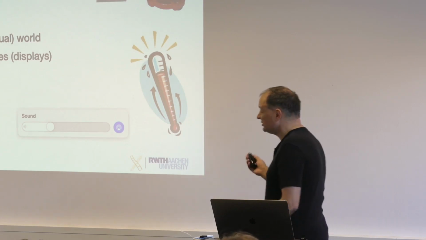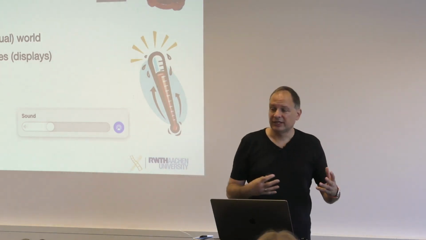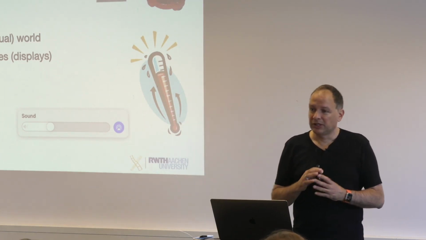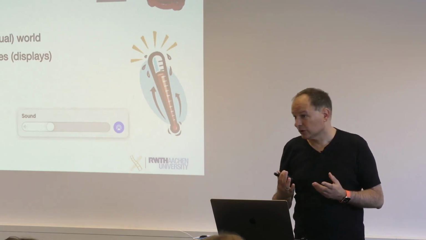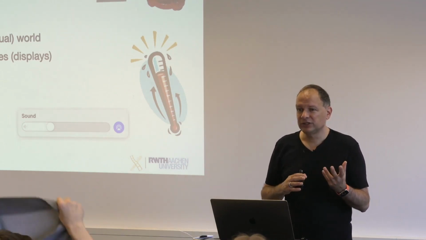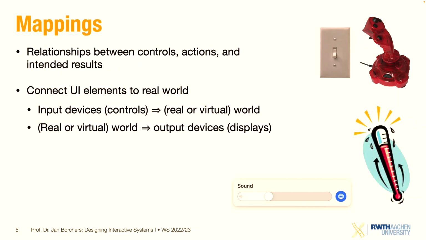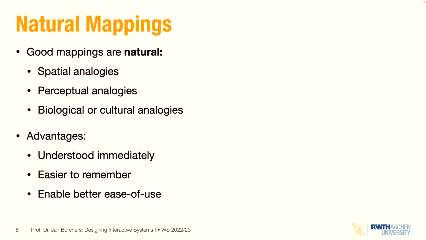Now, mappings always exist when you have a UI component and something that it affects or represents in the real or virtual world. But good mappings are the ones that we're looking for. And good mappings have one quality that makes them all the same in a certain way, and that is they are natural. So what do I mean by natural? Natural mappings are mappings that have an analogy, where if I do something to the input device in a certain way, the effect in the real world is so similar that it's really easy for me to remember and understand how that mapping goes.